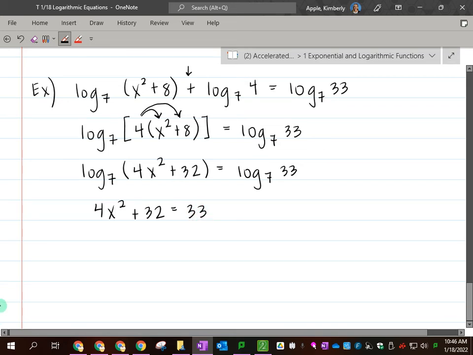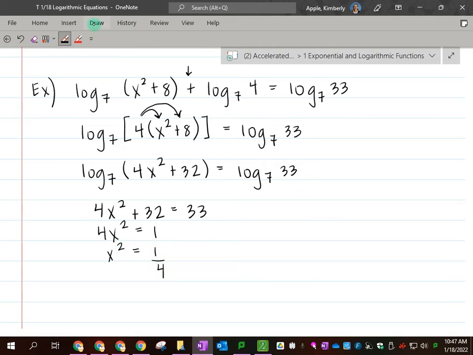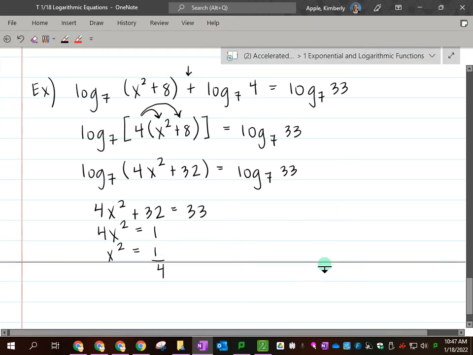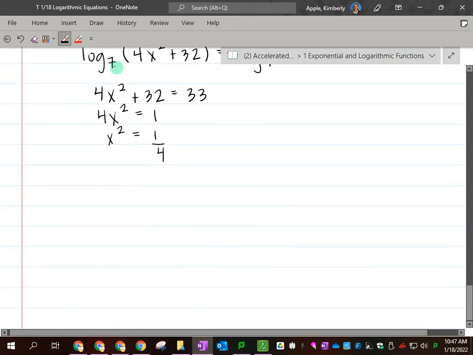And at this point, I'm just going to solve for x squared and then take the square root. So I'll subtract 32 from both sides. 33 minus 32 will give me 1. I'll divide by 4. x squared equals 1/4. I'm going to take the square root of both sides, and I'm going to have x is equal to plus or minus 1/2.